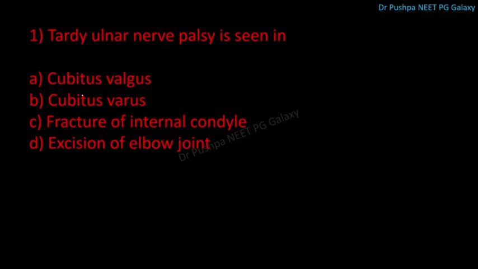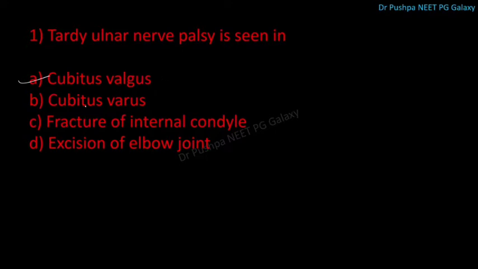The first question is, tardy ulnar palsy is seen in cubitus varus, fracture of internal condyle, or excision of elbow joint. The correct answer is cubitus valgus. So, what is this cubitus valgus?